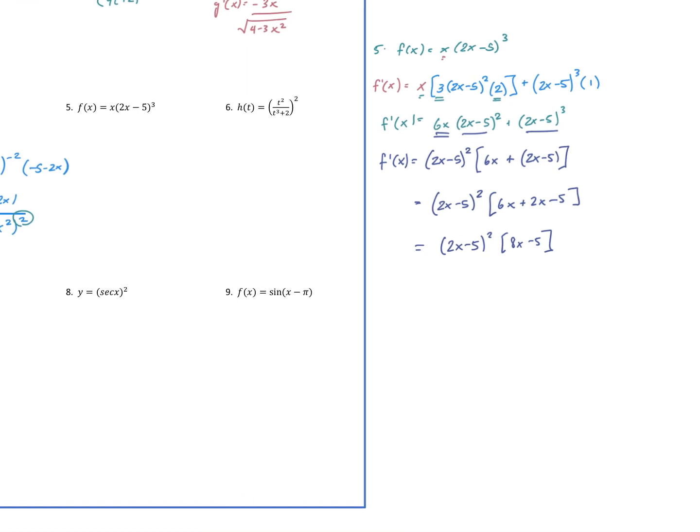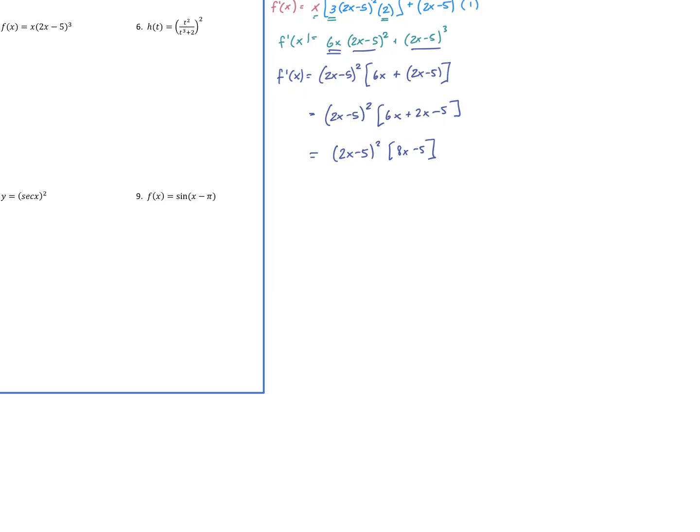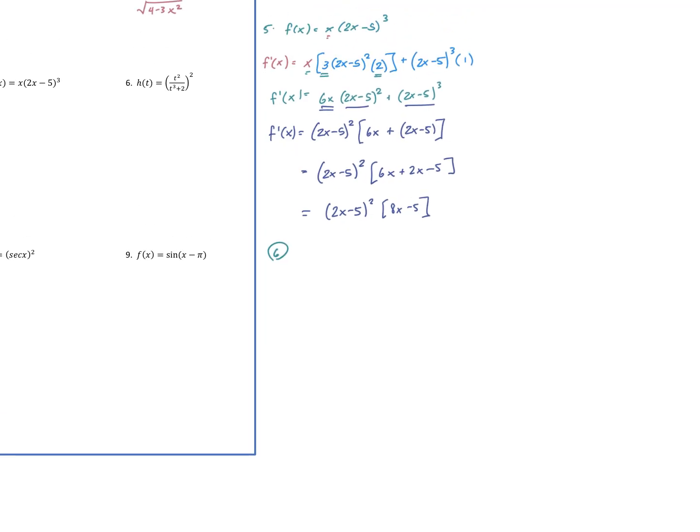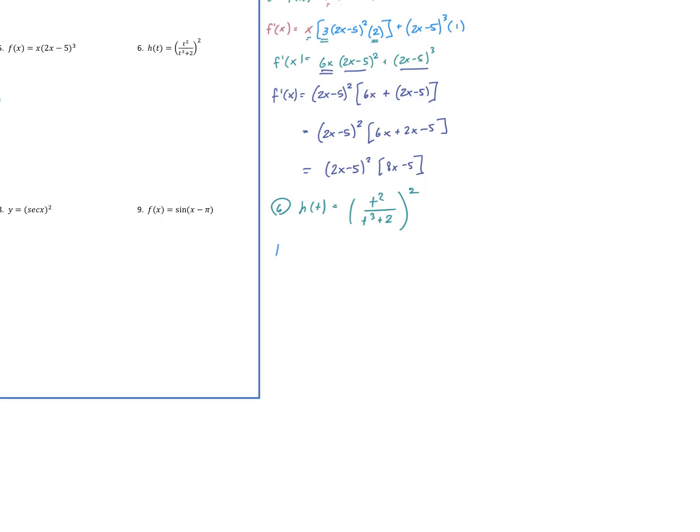For number 6, I'm going to again do that down here. I don't know that I'm going to work through this whole thing. 6 is a lot, but let's get it started. H of t, we've got t squared over t cubed plus 2, squared. So first this is chain rule, but then to do the derivative of the inside, it is quotient rule. Let's give it a try. H prime of t, bring down the 2. We rewrite it. Lower the power by 1, then times the derivative of the inside.